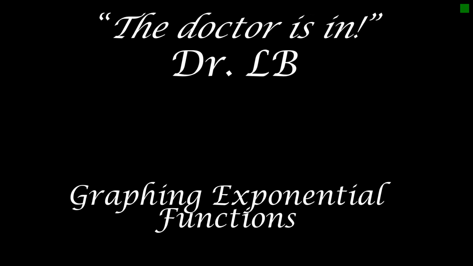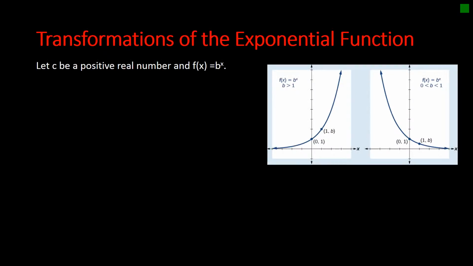Today, we're going to graph exponential equations. So, in the last lecture, we talked about the basic graph of f of x equals b to the x when b is bigger than 1 and when b is between 0 and 1. And we noted that if we know the y-intercept, another point on the graph, 1 comma b, and we know that we have a horizontal asymptote, then we can do transformations on this particular graph.